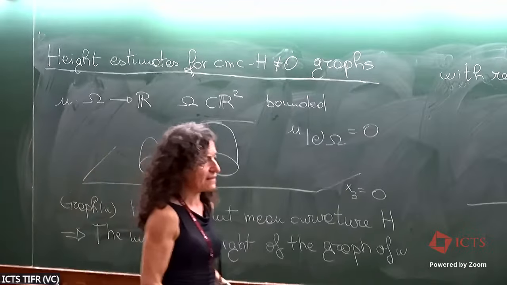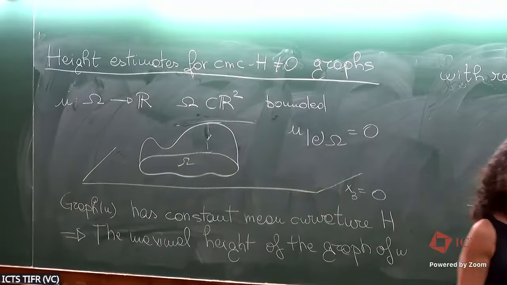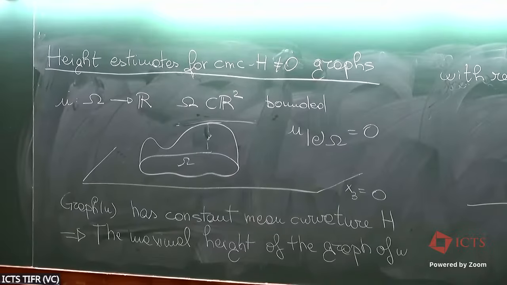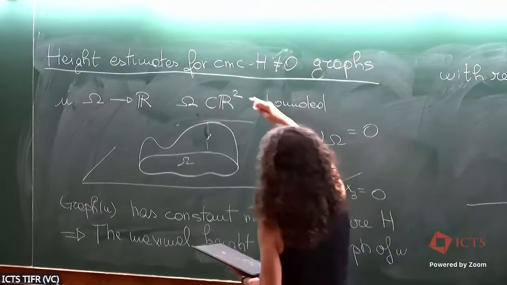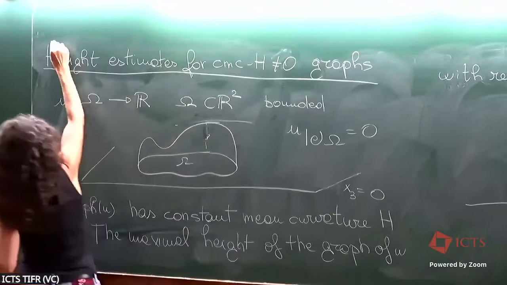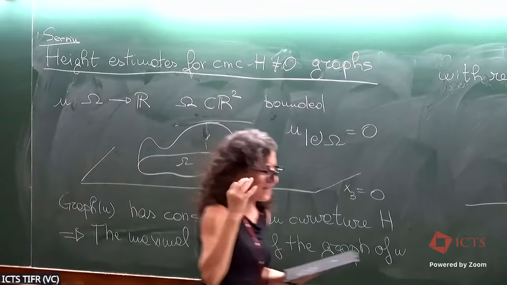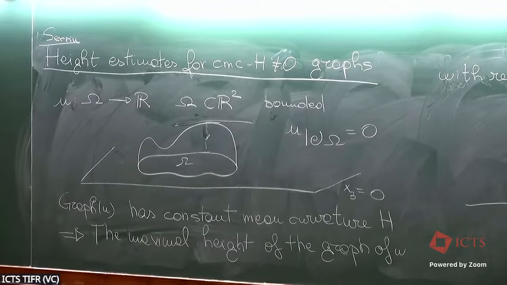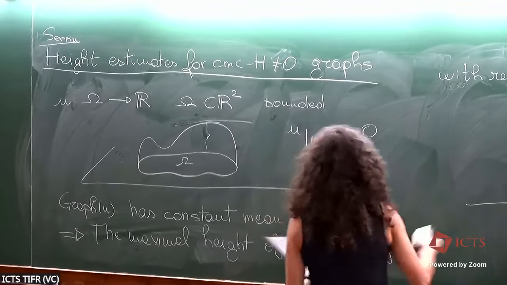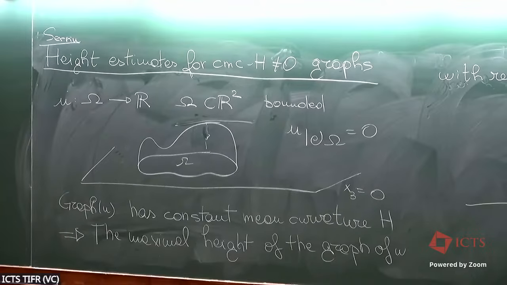And who did this something else was Serrin. How much time do I have? It's finished? 5 minutes? Okay. So Serrin proved this theorem. It is known as the Serrin height estimate. Serrin was a great guy. He proved many things about CMC, about PDE, in fact. He was a PDE man, but he knew the geometry very well.